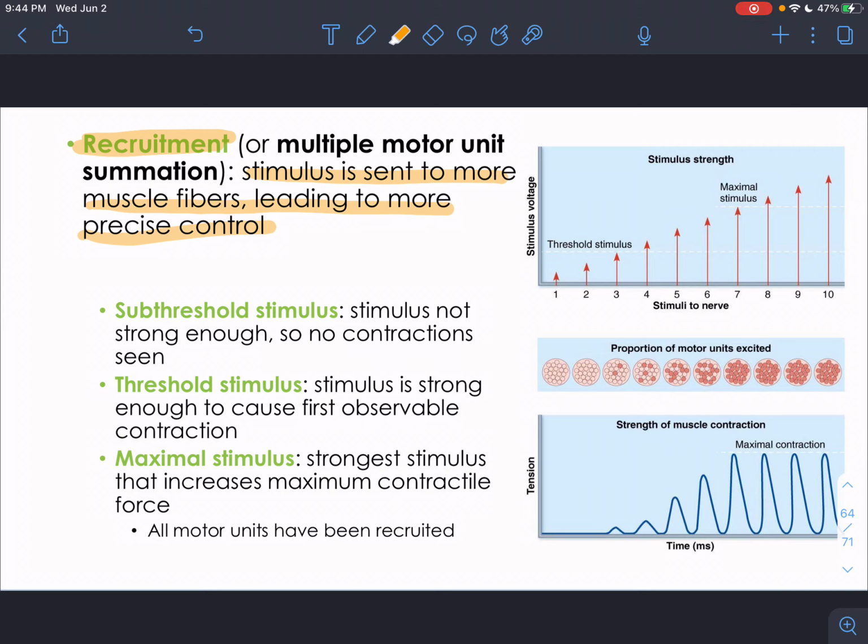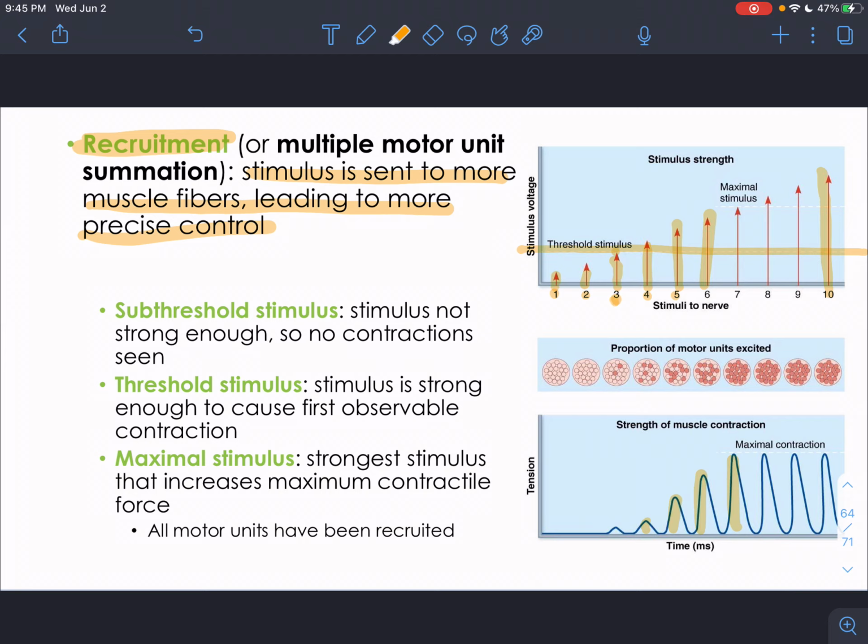If we see here, these are, say, different voltages of the stimuli. We have just a small little voltage, greater, and then at a certain point, we have the highest voltage here. In our muscles, there is a threshold stimulus needed to create any sort of contraction. Any stimulus that doesn't reach that threshold will not produce a contraction. Once we reach that threshold, then as we increase the strength of the stimulus, we'll also increase the strength of our contraction, increase the tension of our muscle.